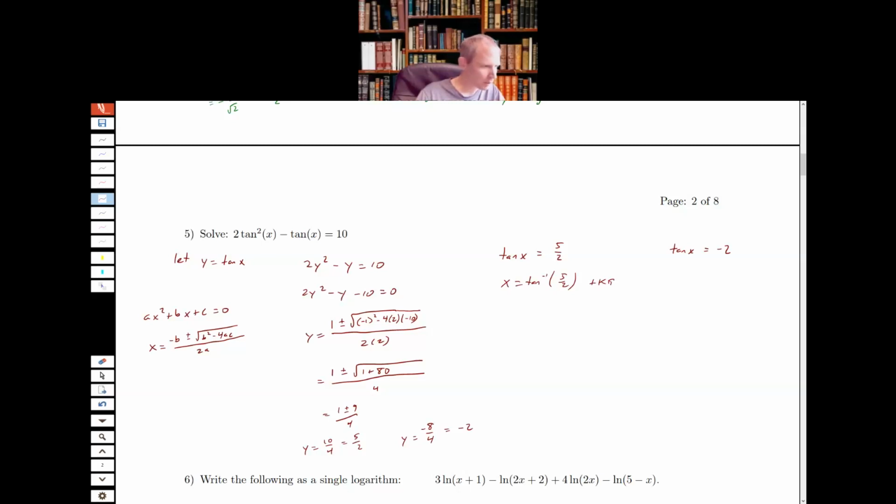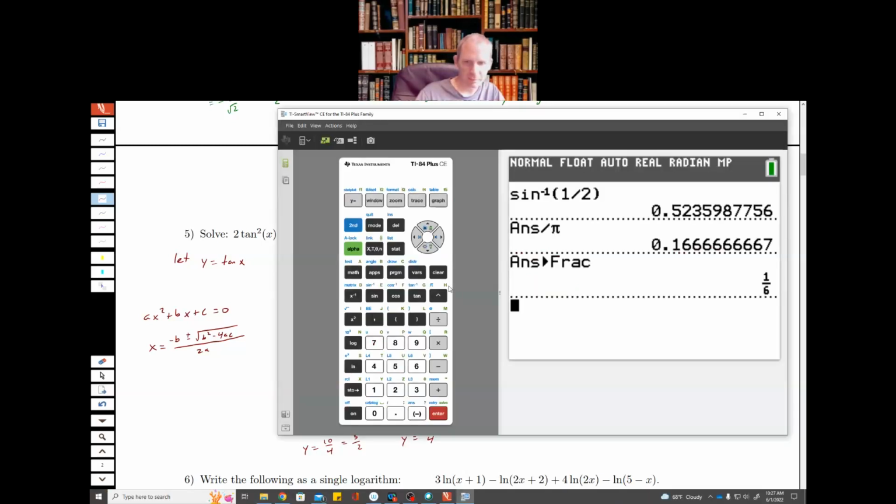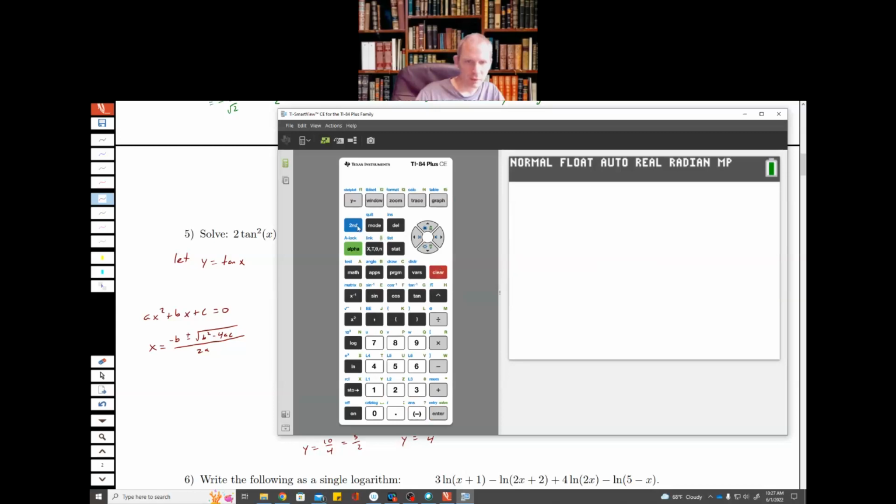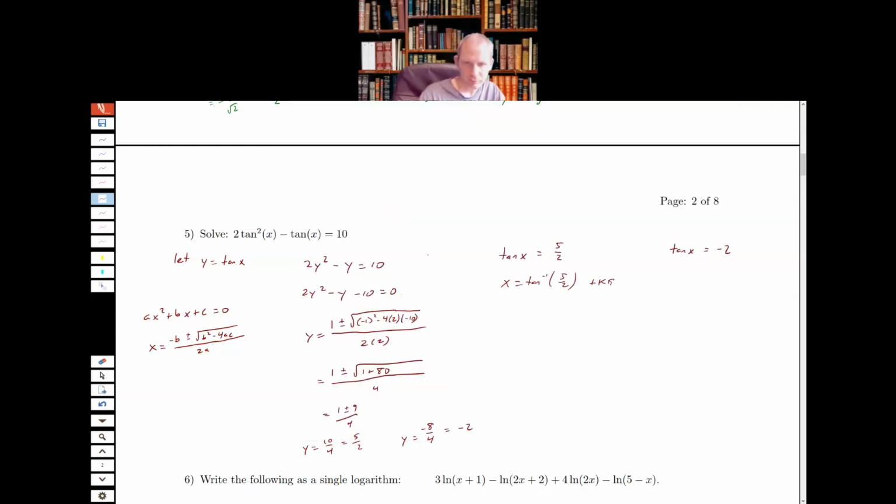Oh, my calculator. There it is. Can everyone see my calculator? Okay, good. So sorry, that's tangent. I want inverse tangent of 5/2. And I'll just write down the approximation, 1.1903. Okay, so x equals 1.1903 plus k times pi. You don't get a second set of solutions. You just get the plus k pi, and that covers everything.